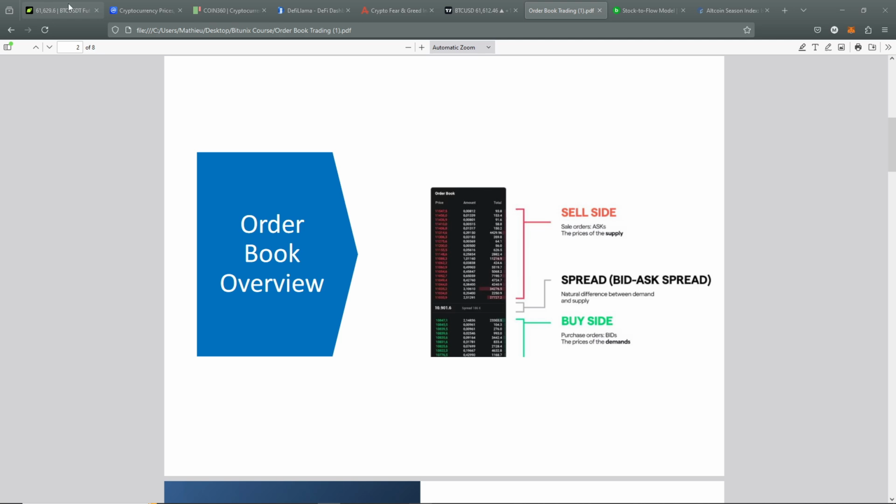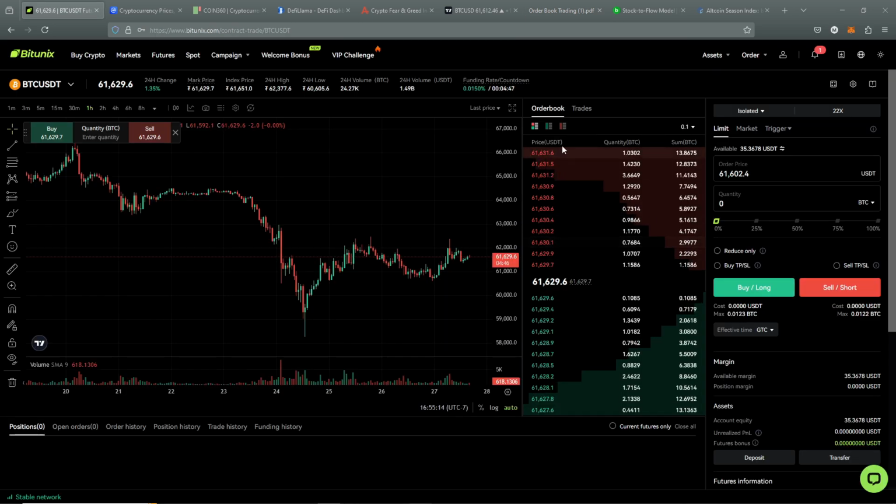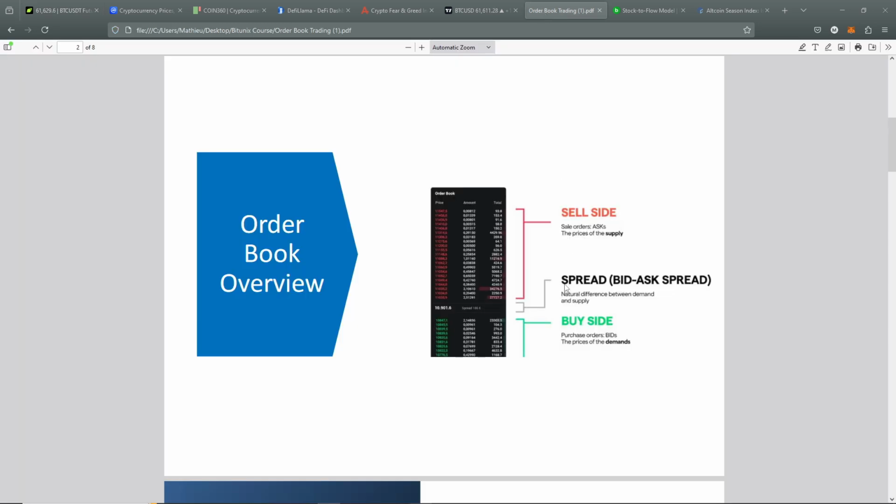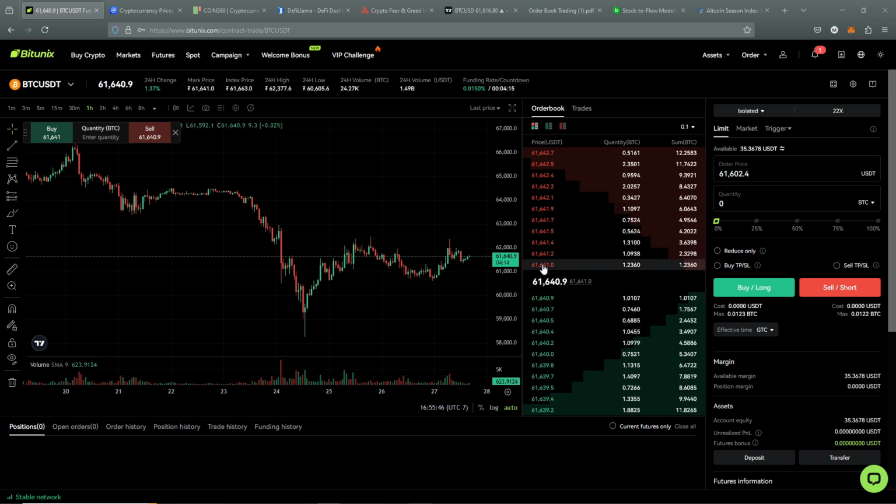So just a brief overview is here on the top side, we have our sell orders listed in red. Here in green on the lower side, we have our buy orders. And a very important thing to know is the spread, okay? So this is the natural difference between demand and supply, okay? It's the spread between the bid and the ask. So remember, the sell side is known as asks, and the buy side is known as bids. And the difference between the last price here and the last price here on each side is the spread.